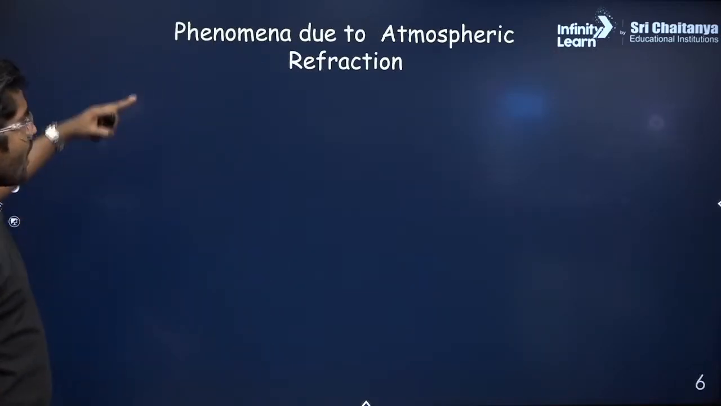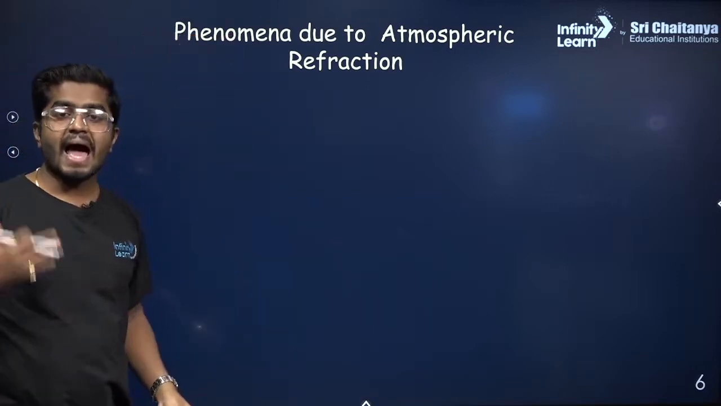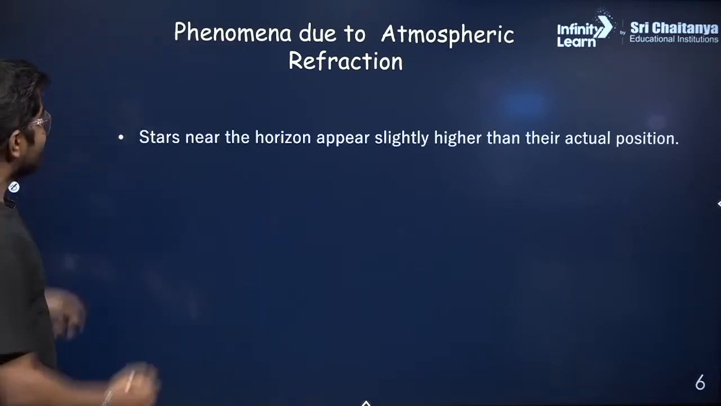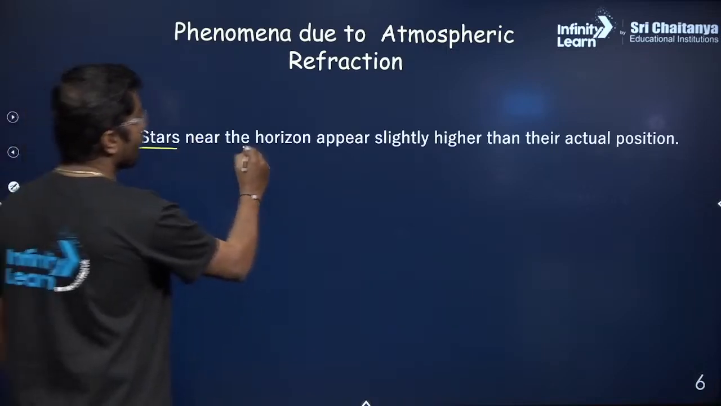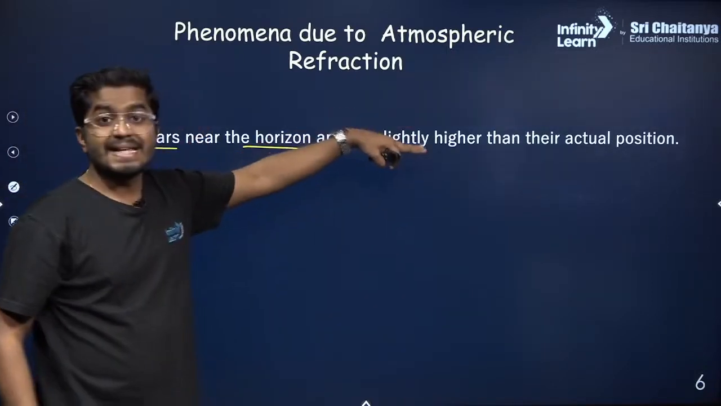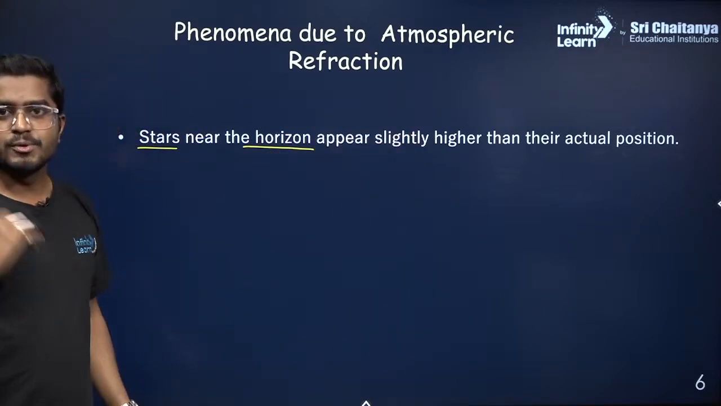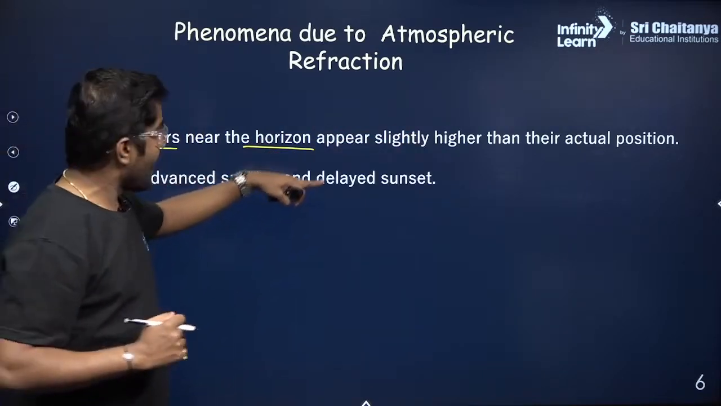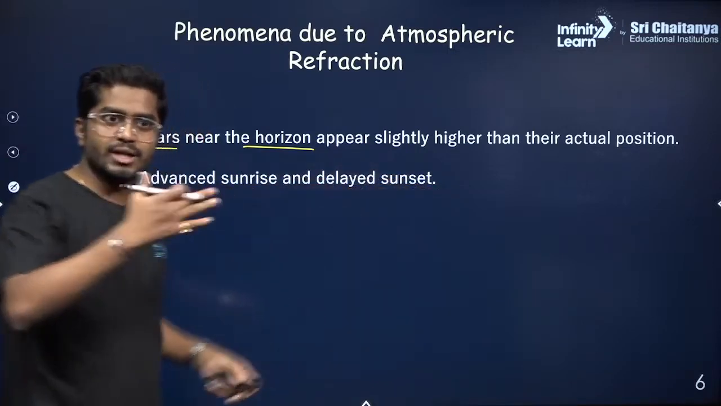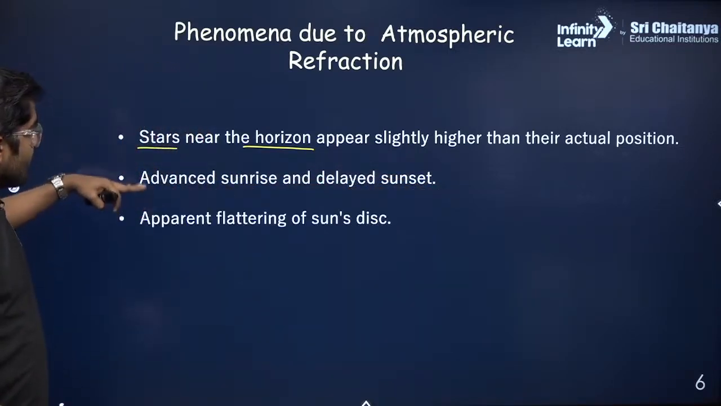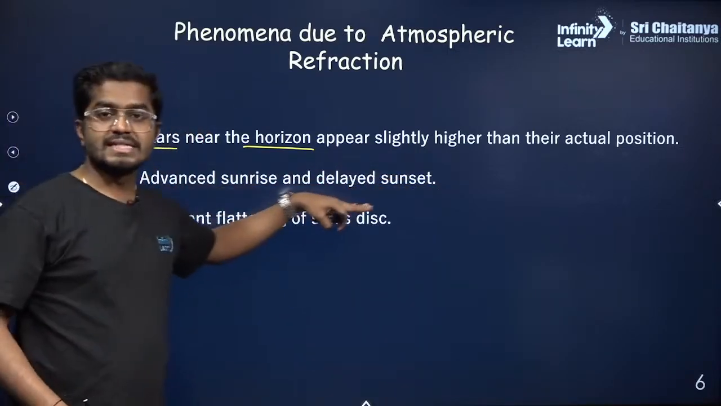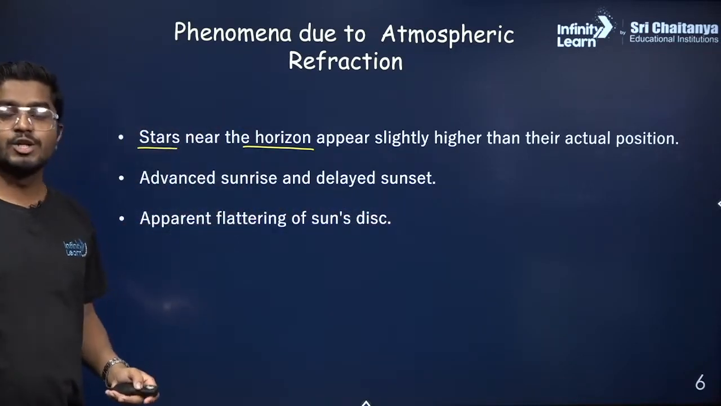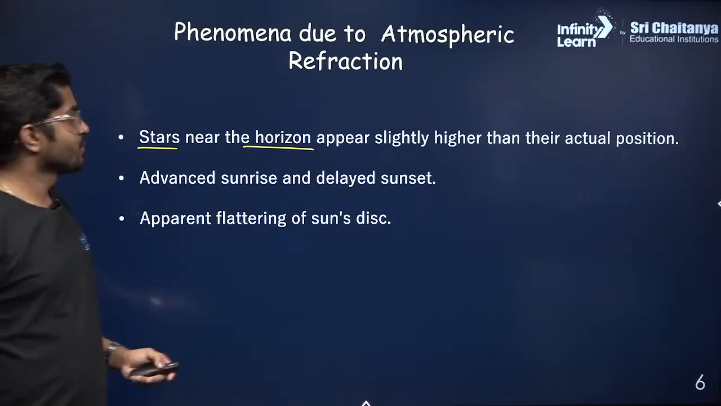Alright. So now there are different phenomena that happen due to atmospheric refraction. What are those? Firstly, the stars near the horizon appear slightly higher than their actual position. Second, there is an advanced sunrise and delayed sunset. We are going to learn all these. I'm just telling you. Third, apparent flattening of the sun's disk. So let's understand these three phenomena that are happening due to atmospheric refraction.